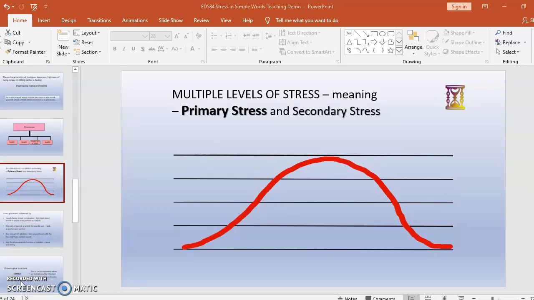Multiple levels of stress. So this means that there are going to be words where there's going to be primary stress and secondary stress. So primary stress is going to be the stress that is the greatest, right? And then any sounds or syllables that are also stressed, but just second to that primary stress. Okay, secondary stress also has its own intonation marking.